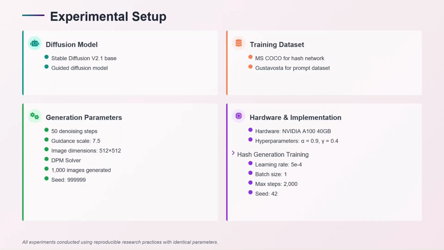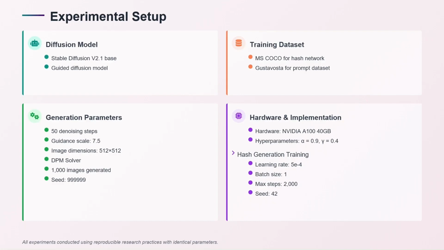For experiments, we use the diffusion model, that is Stable Diffusion V2.1 base, which is a guided diffusion model. For training the hash network, we use MS COCO, and for the prompt dataset, we use an existing dataset. We follow Robin and the training so that we can compare with them on exactly the same setting. For generation parameters, we use 50 denoising steps, where we embed the watermark at step 40 for better results. The guidance scale is 7.5. For image dimensions, we took 512 by 512. We use the DPM solver for noising and denoising, and we generated 1,000 images for the evaluation of the proposed approach. As far as the hardware is concerned, we use an NVIDIA A100 40GB.